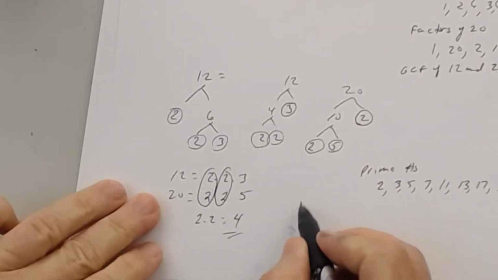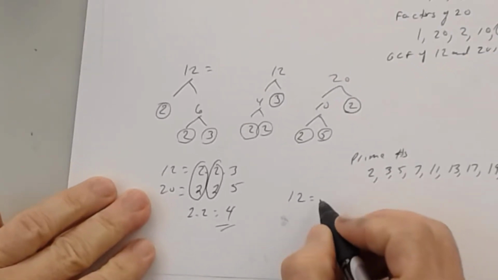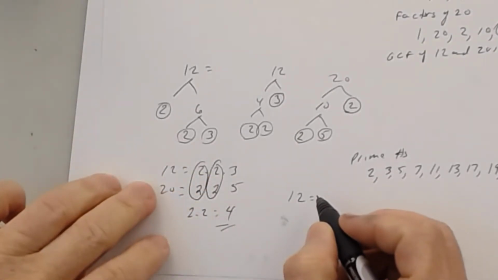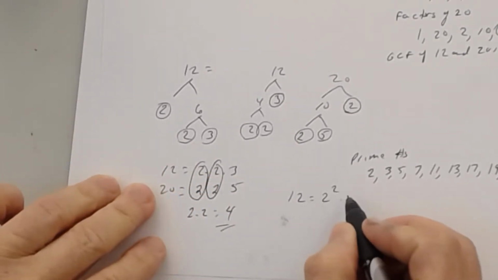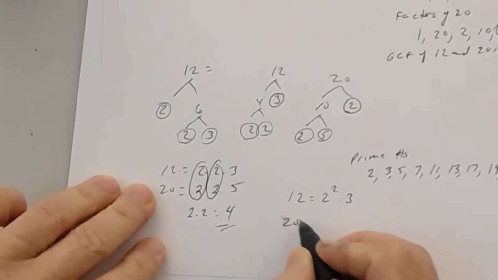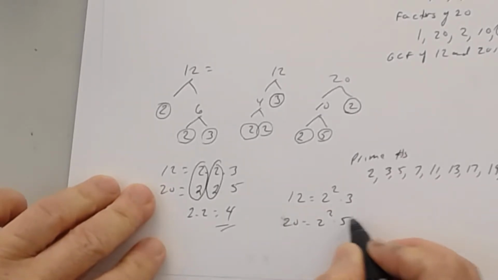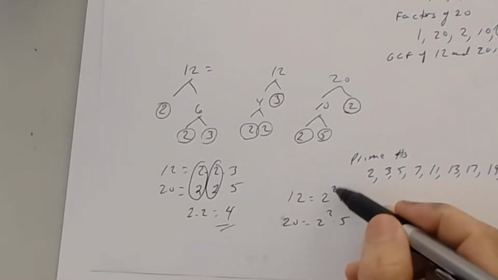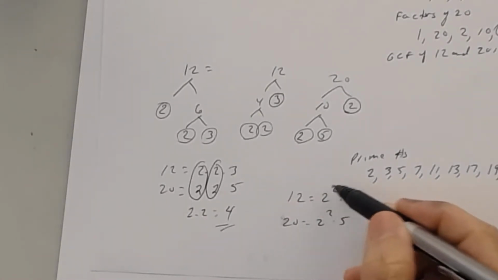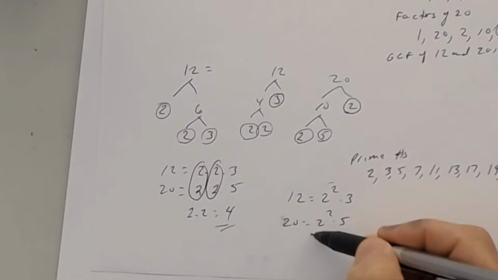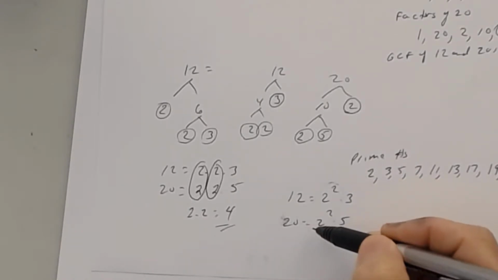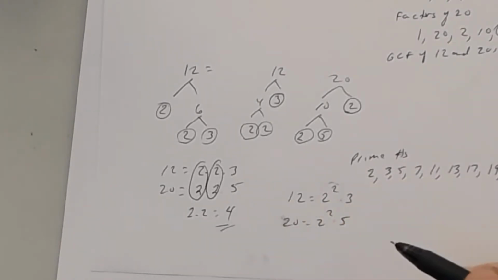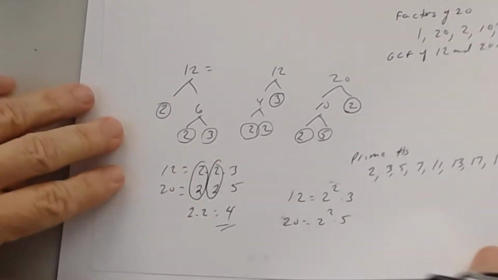Do y'all also agree that 12 is 2 times 2, which means 2 squared, times 3? And 20 is 2 squared times 5. So that's going to be important when we get into the variable. I'm going to come back to this. If you notice, the same idea: 2 to the second power is what they have in common. And what's 2 to the second? 4.